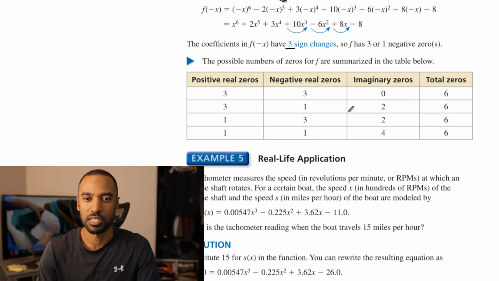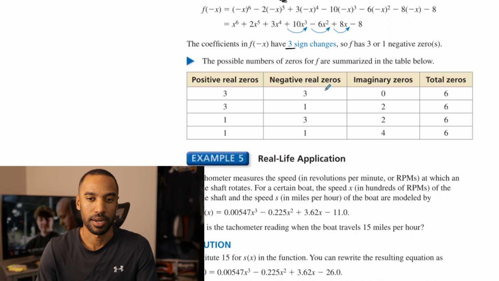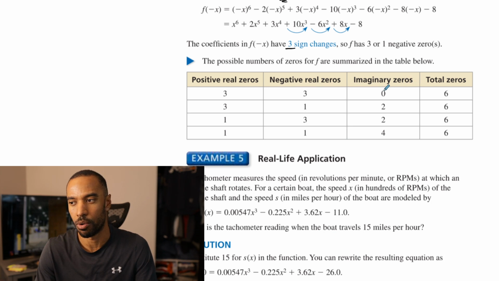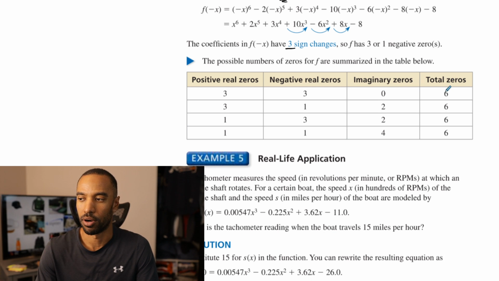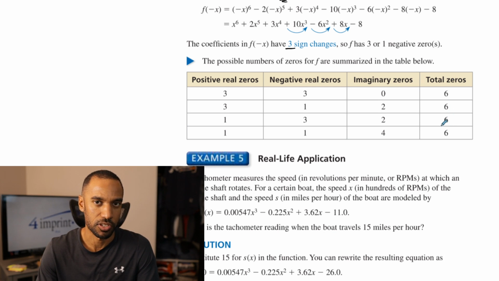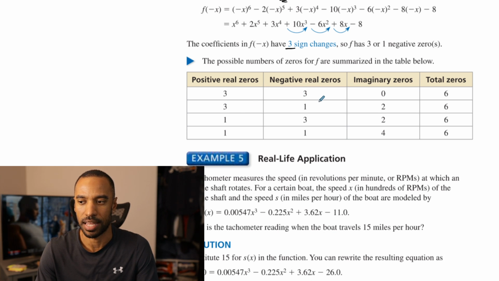So what they do is they make a table. They say, okay, imagine that 3 of them were actually positive and 3 were negative because you could have up to that many. That already adds to 6 itself. So now there will be 0 imaginary solutions. Therefore, there's the 6 total. Remember, these numbers always have to add to 6. If there were 3 positive zeros and 1 negative zero, that's 4.